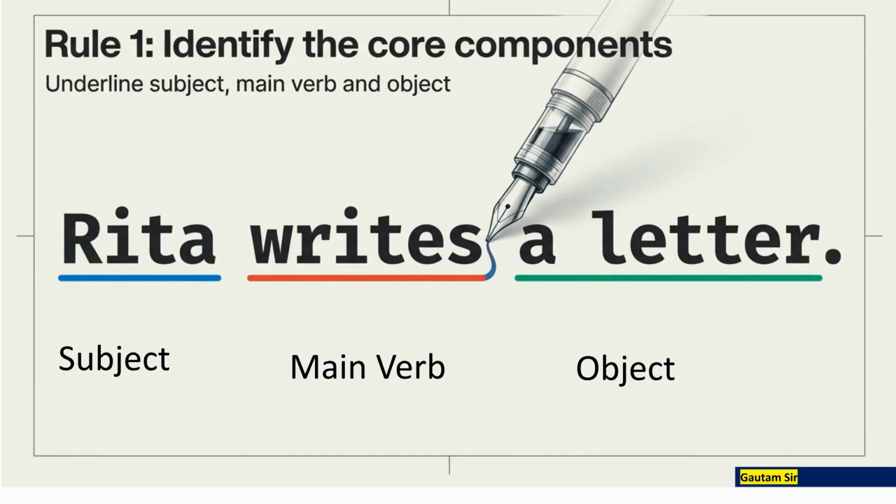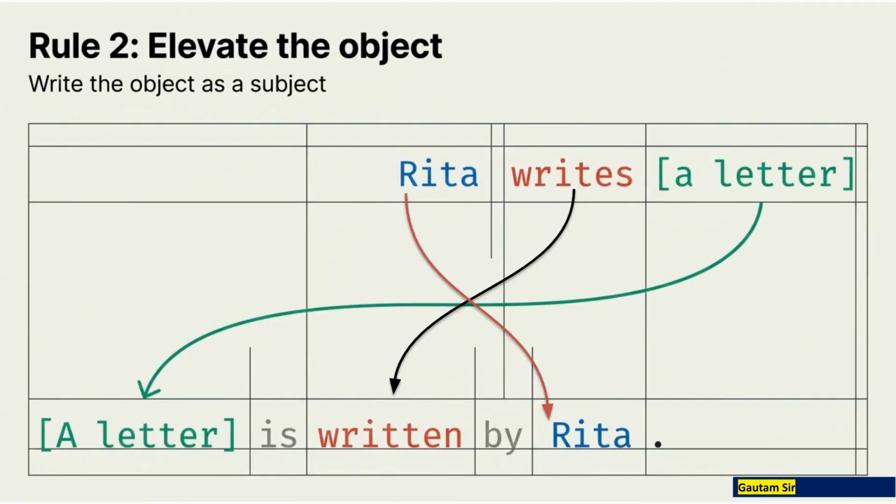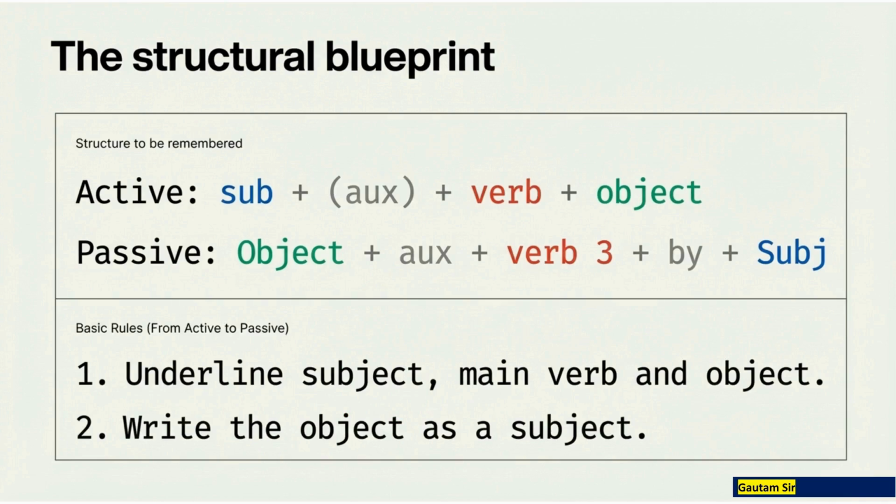Rule number 1 for transformation is to identify the core components of the active sentence, the subject, the main verb, and the object. Rule number 2 is to elevate the object. In the transformation, the object from the active voice becomes the subject of the passive voice sentence. Here is the structural blueprint to remember. The active voice is sub plus aux plus verb plus object. The passive voice is object plus aux plus verb 3 plus by plus subject.